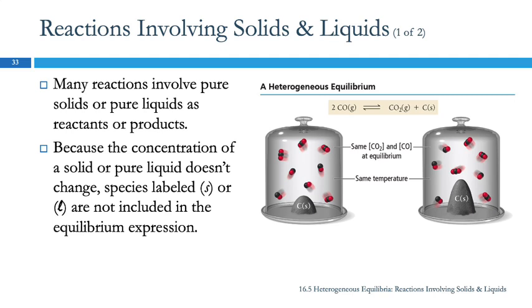Its density doesn't change. So here we have this lump of carbon, and here we have a bigger lump of carbon. Well, the concentration of that solid carbon hasn't changed. You okay with that? So because that doesn't change, we don't include it in the equilibrium expression. Could we calculate the molarity of solid carbon? Yeah, we could. But since it's not going to change, what is the point, right? It would just cancel out.